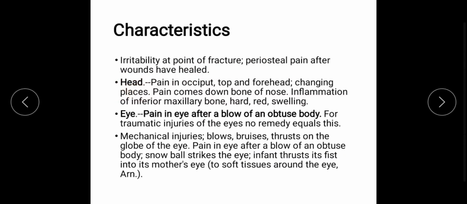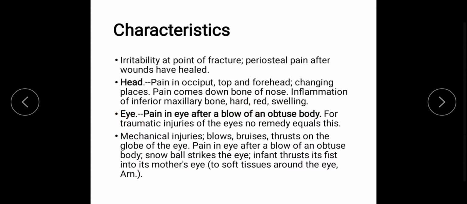The head characteristics are pain in the occiput, top and forehead, changing places. Pain comes down the bone of the nose, inflammation of the inferior maxillary bone, hot, red swelling.